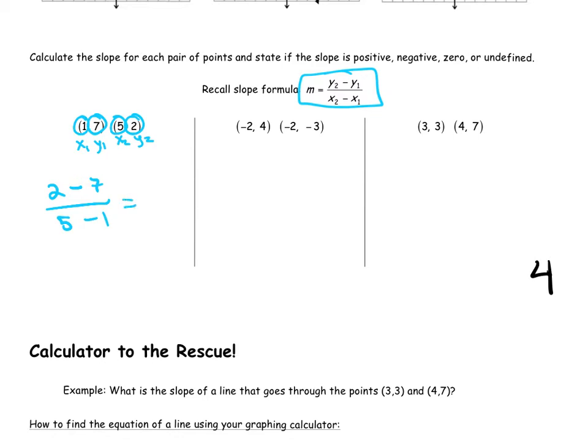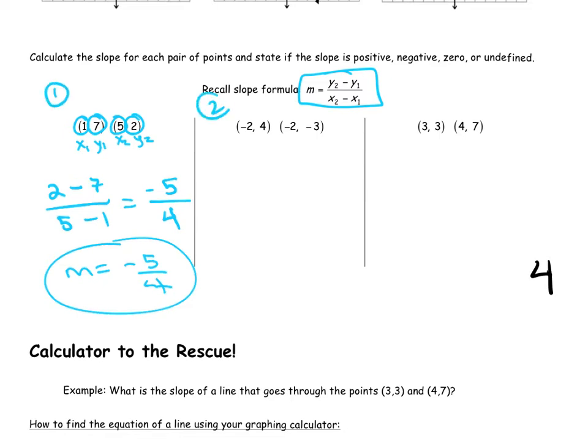And you guys have calculators. 2 minus 7 is negative 5. 5 minus 1 is 4. So there you go. I've got a slope. Okay, slope we always write as m equals negative 5 over 4. Good. That's it. Okay. I'm going to do the second example. So this was the first example. I'm going to do the second one with you, and you guys are going to do the third on your own.